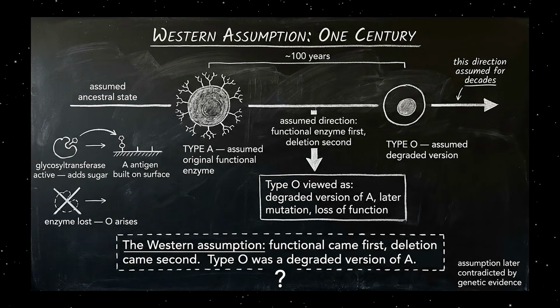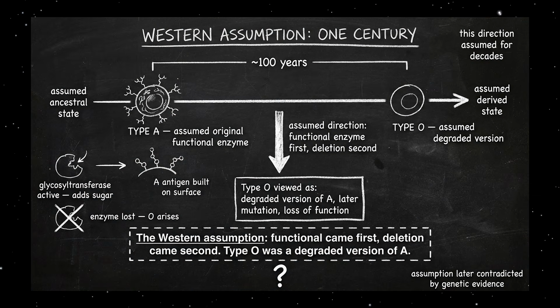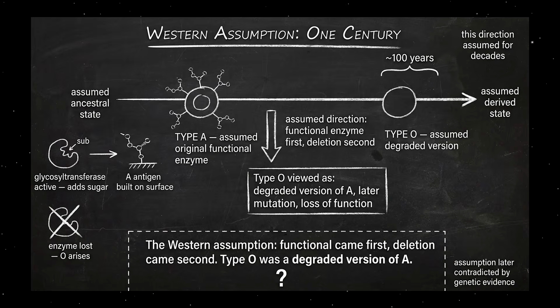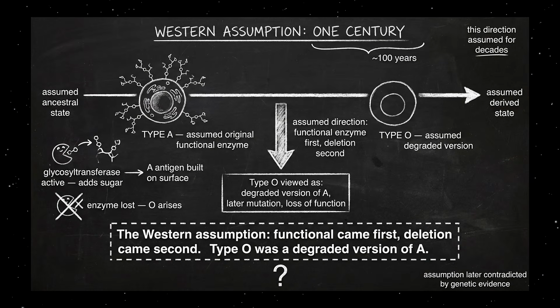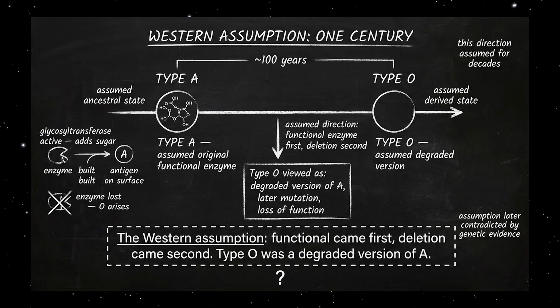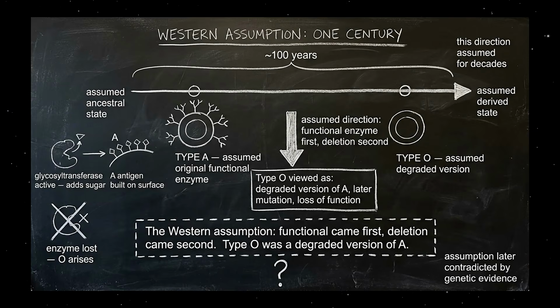The Western assumption for a century was that this bare surface was a later mutation, that the functional enzyme came first and the deletion came second, that type O was a degraded version of A. The genetic evidence reversed this entirely. Which blood type came first? Type O is the oldest blood type.